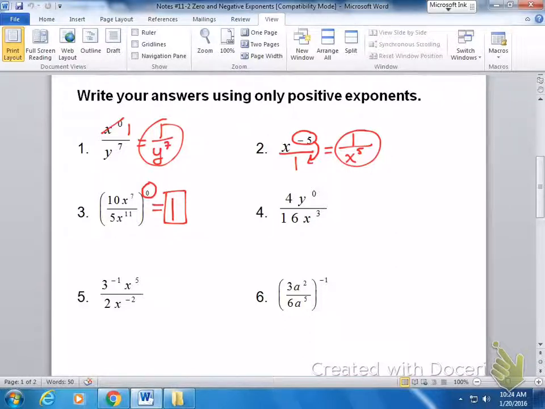Now, you have to remember a couple of things here. We're really multiplying. So I can go ahead and fix some of these things, but I have to remember to multiply things at the end. I have 4 times y to the 0. Well, anything to the 0 is 1. 4 times 1 is 4.